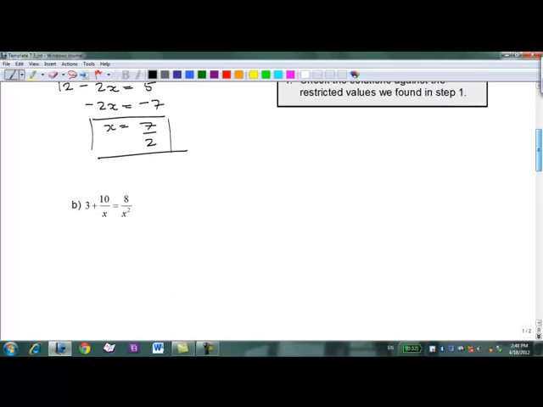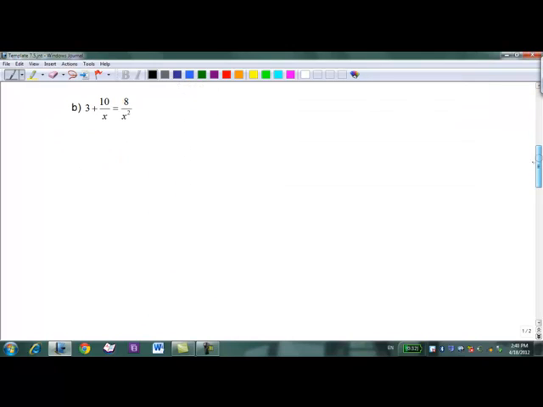So a fairly straightforward technique. I think these seem to be a little bit easier problems than what we were doing last class. It's just that now we have to make sure that we multiply both sides by the lowest common denominator. Why don't you hit pause here and see if you can do question B.